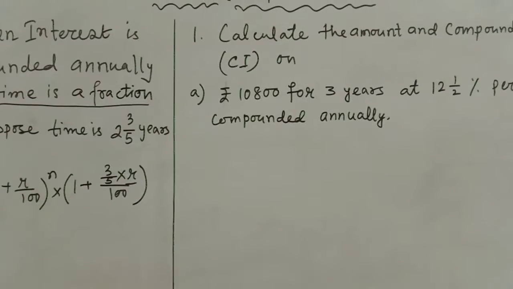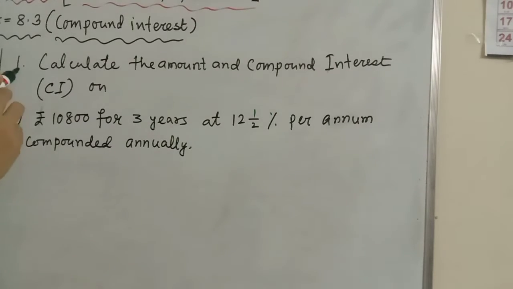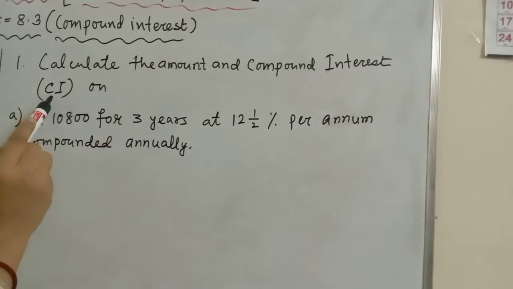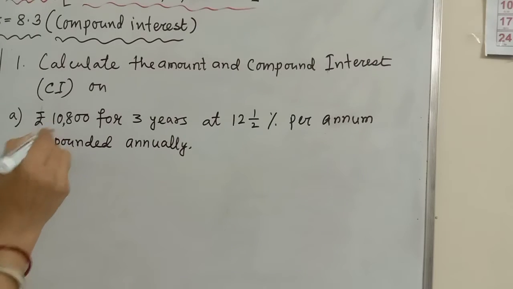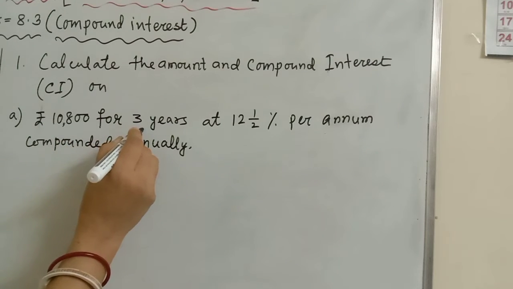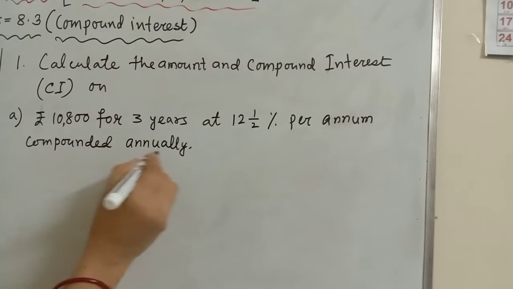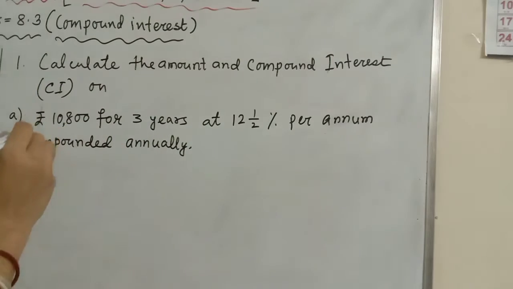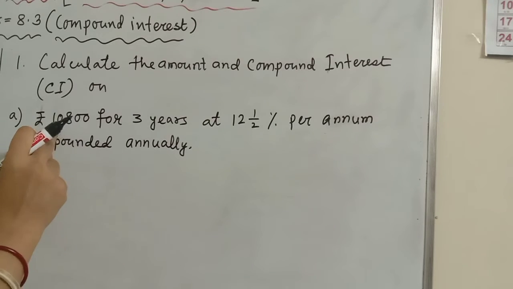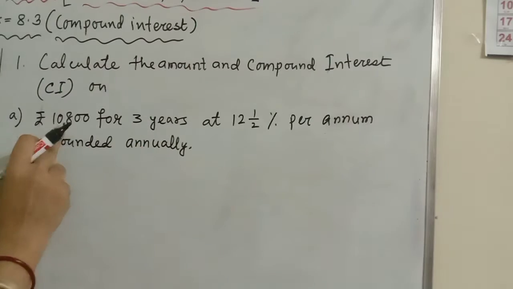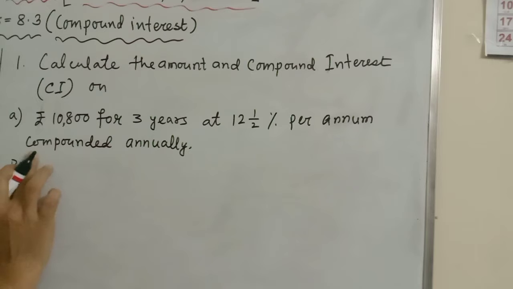Now come to the first sum. Question number 1a. Calculate the amount and compound interest, that is CI, on rupees 10,800 for 3 years at 12.5% per annum, compounded annually. So the money will be compounded yearly, that is clear. Principal is rupees 10,800.